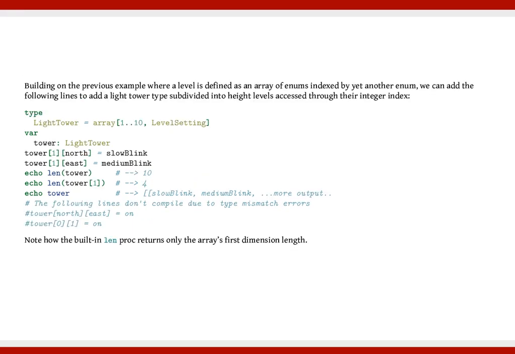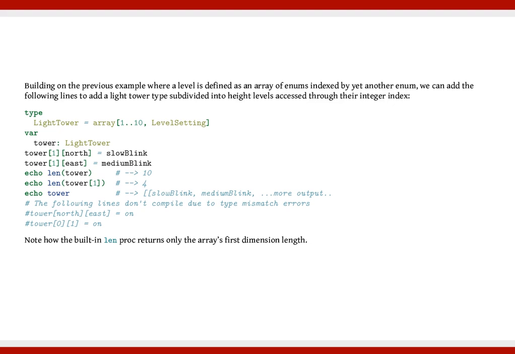Building on the previous example, where a level is defined as an array of enums indexed by yet another enum, we can add the following lines to add a light tower type subdivided into height levels accessed through their integer index. Type LightTower = array[1..10, LevelSetting]. Var tower: LightTower. tower[1, north] = slowBlink.